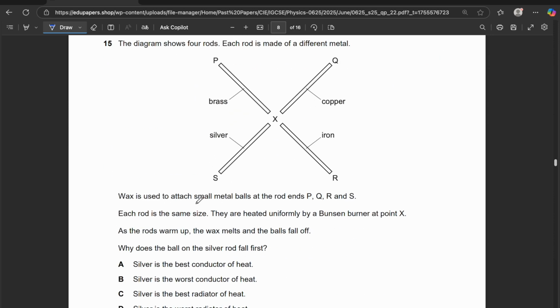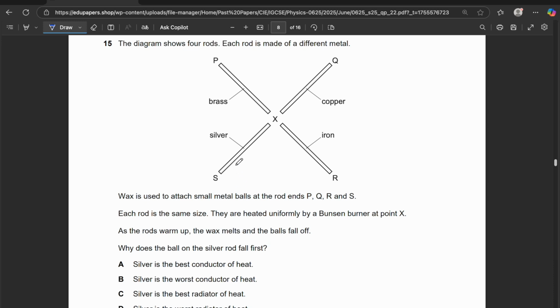15. The diagram shows 4 rods. Each rod is made of a different material. Wax is used to attach small metal balls at the rod ends P, Q, R, and S. Each rod is the same size. They are heated uniformly by a Bunsen burner at point X. As a rod warms up, the wax melts and the balls fall off. Why does the ball on the silver rod fall first?